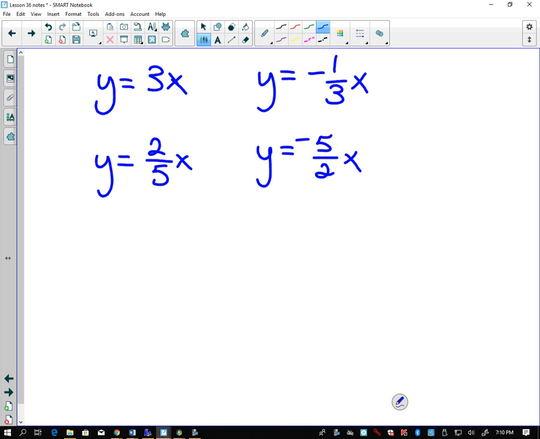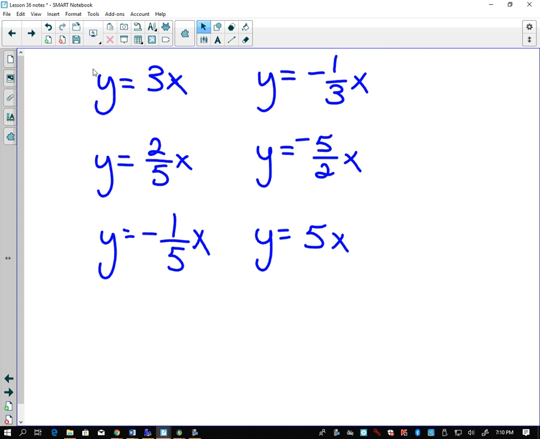Let's say I had y equals negative 1/5 x. I'm going to get the opposite sign, so it's going to be positive. It's going to be 5/1, or 5x. So there's a few examples of opposite reciprocal slopes. So they'd be perpendicular to each other.